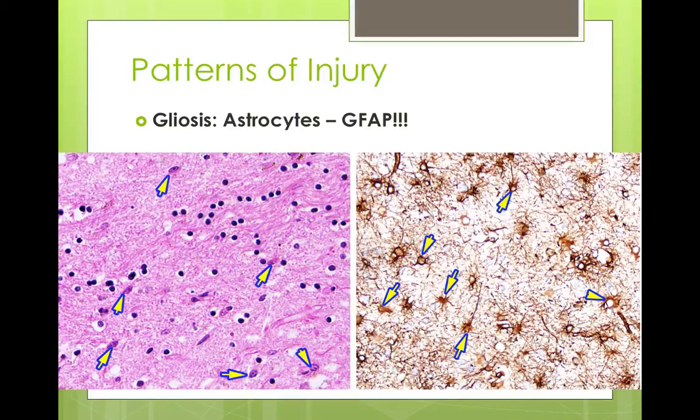So that free space has to be filled with something, and that something is the glial cells. So that's called gliosis. Now, the main glial cells are astrocytes, which multiply and grow. And I want you to remember that this is how astrocytes look on a normal H&E smear. These are also glial cells. These are probably microglia. And here you see the astrocytes.